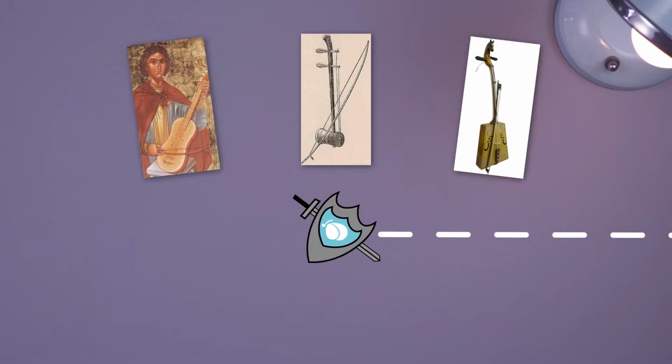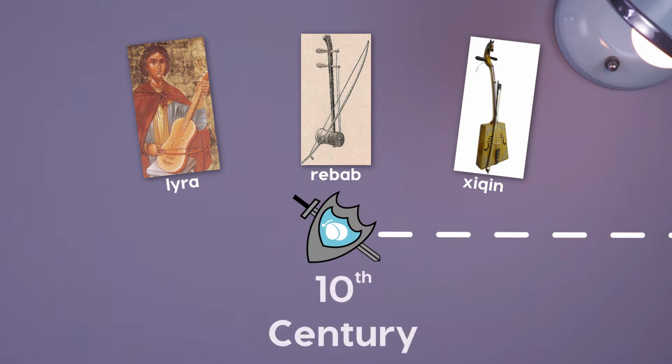Ancestors of the modern bowed string family have been dated back to the Middle Ages. The Byzantine lira, the Middle Eastern ribab, and the Mongolian jiquin, for example, were all being constructed and played in and around the 10th century.